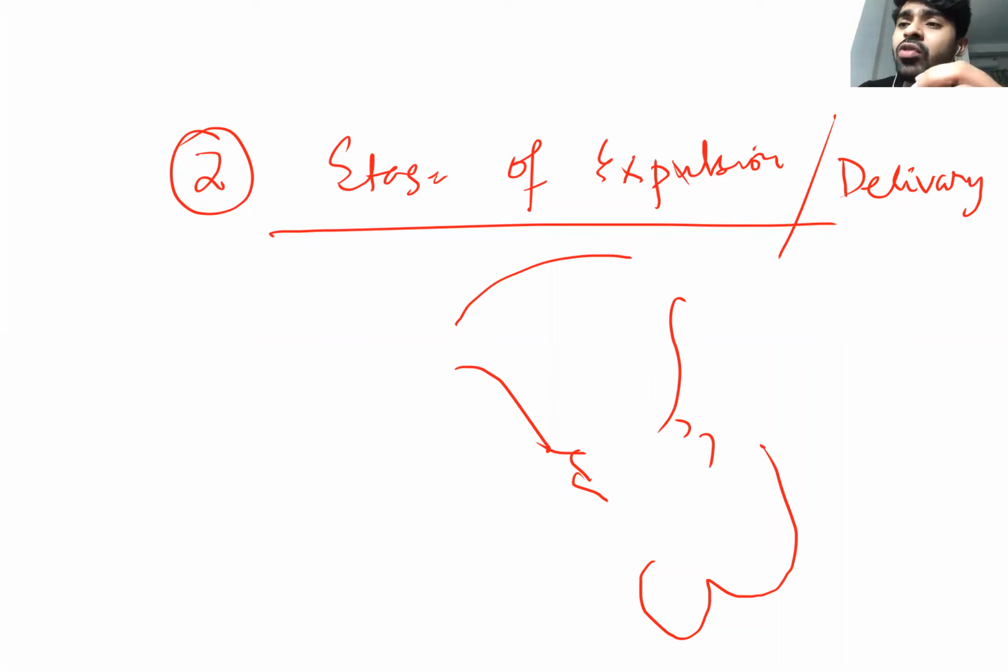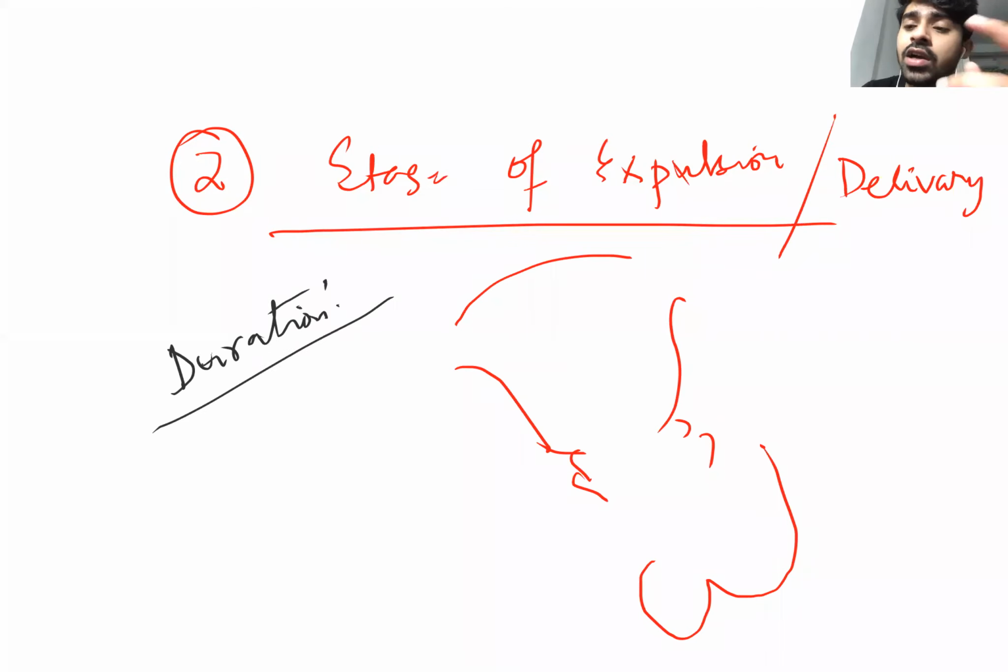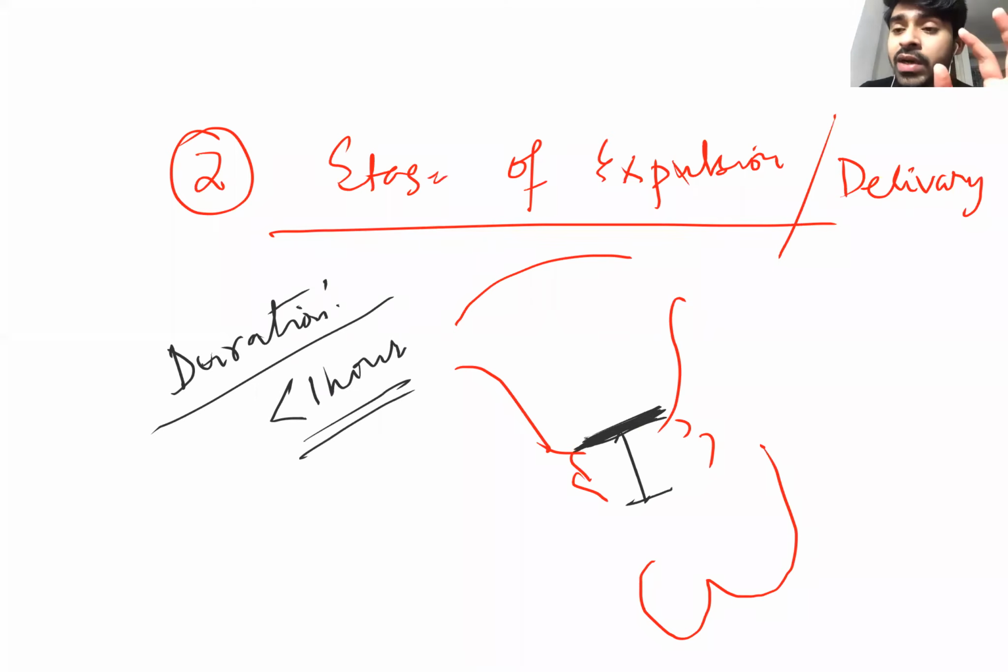Sometimes I found the question, the examiner is asking the duration. You have to remember the duration of this phase, that is the expulsion phase. How much time should a baby take to come out of the birth canal? When the baby has already entered the birth canal, it should take less than 1 hour to come out of this birth canal.